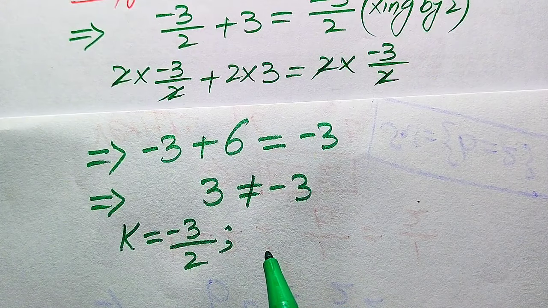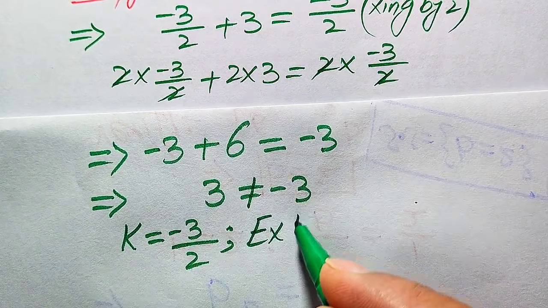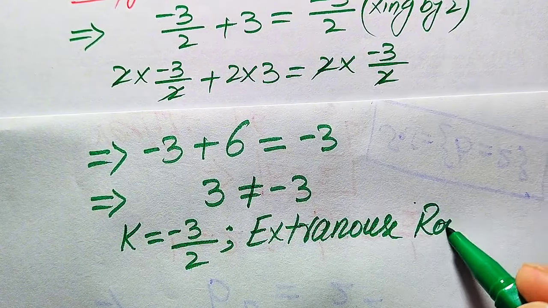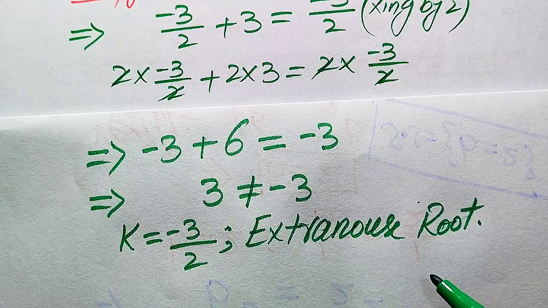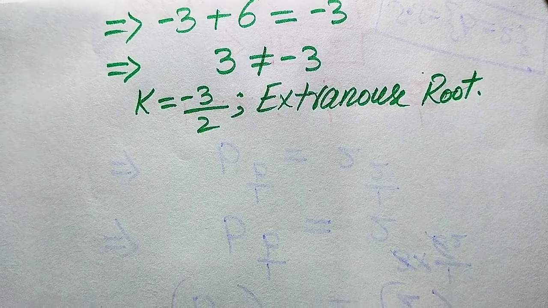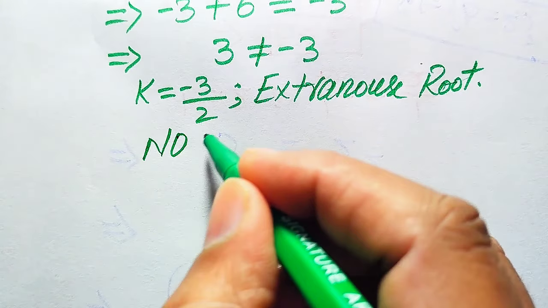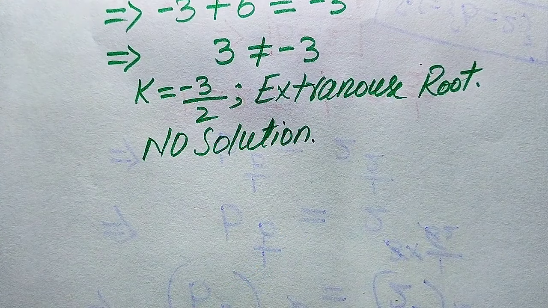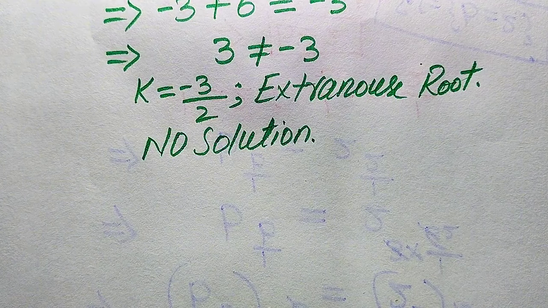So if this value does not satisfy our given question statement, this means that this value of k is the extraneous root of the given equation. And you see here we cannot get any other value of k which satisfies our given question statement. So here we conclude that this question has no solution in general, which we get in the first method.